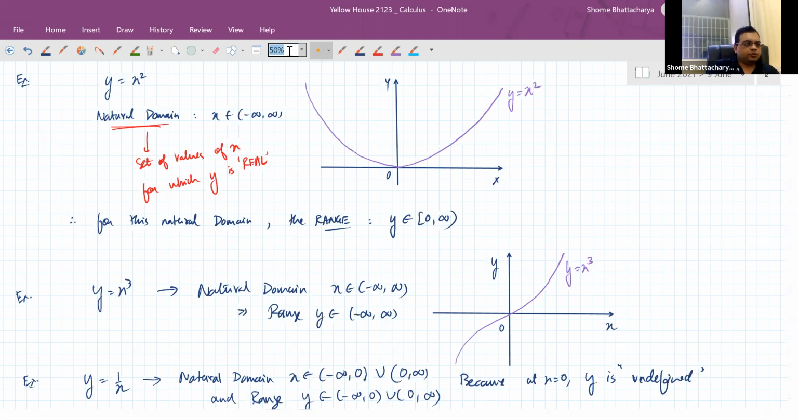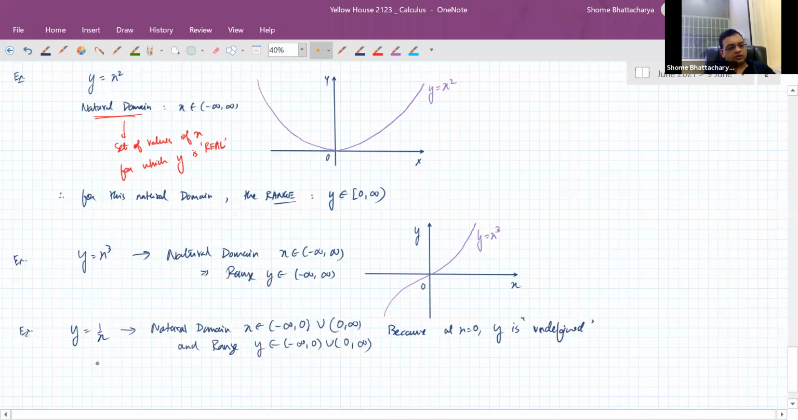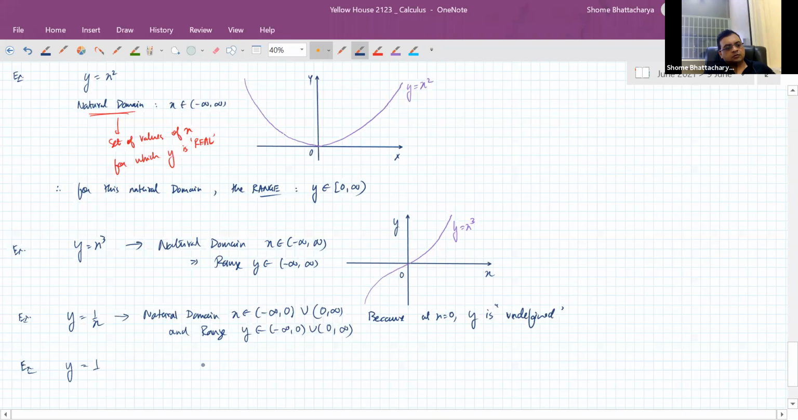Okay, so let's take a couple of more examples. So next example, y is equal to 1 by x square. So what is the natural domain, and what is the corresponding range? And another example we take is a very interesting one. y is equal to, let's say, square root of 16 minus x square. So what is the natural domain of this function, and what is the range?